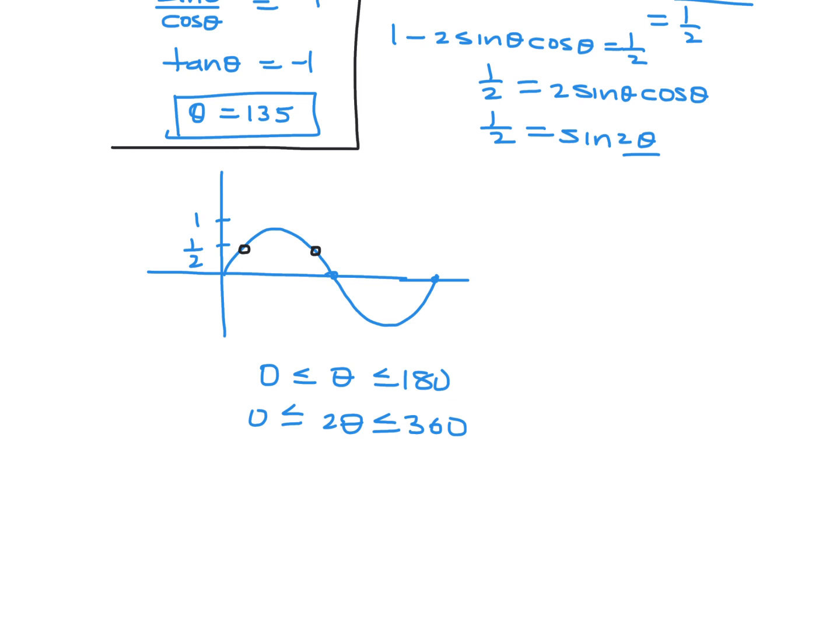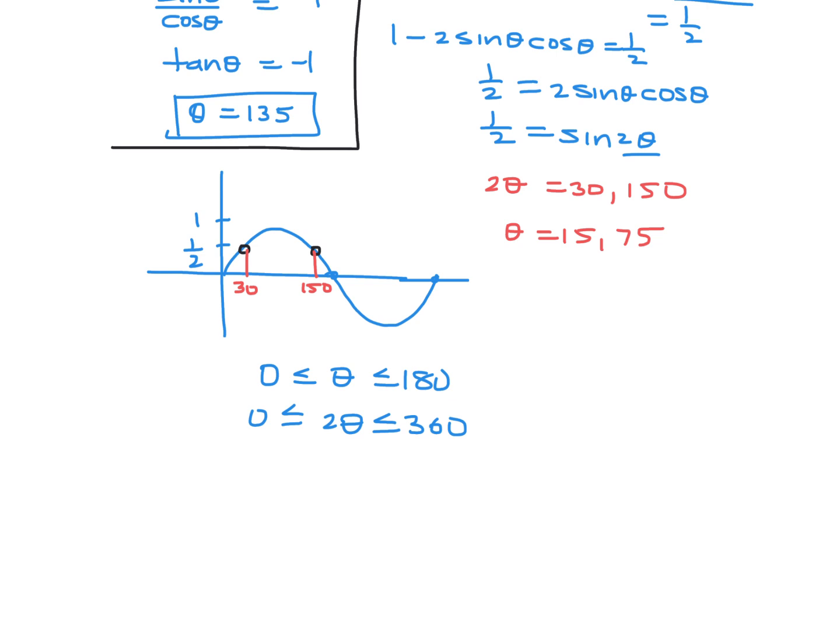And are you allowed to use calculators on these exams? I think so. On the Canadian exams, they normally let you. On the U.S. exams, they don't. But in any case, a lot of you who have knowledge of trigonometry will be able to figure out, even without a calculator, that those values are going to be 30 degrees and 150 for 2 theta. So that means that theta is either 15 or 75.